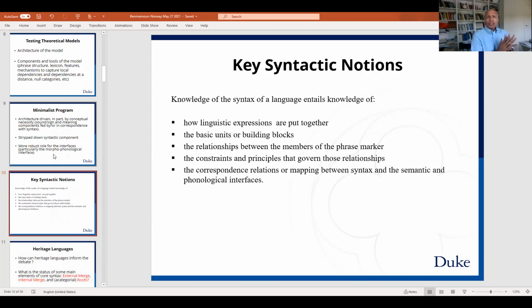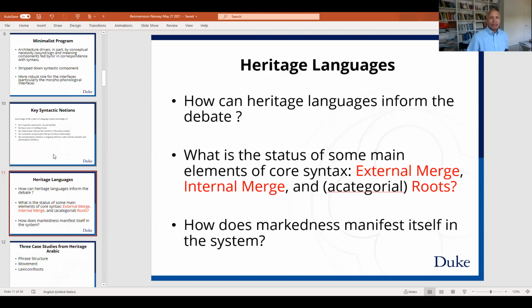So, some syntactic notions that we will be engaging. So the question, for example, is how linguistic expressions are put together. What are the basic building blocks to build linguistic expressions, phrases, sentences, even words? The relationship between the members of the phrase marker, the constraints and principles that govern those relationships. And here, this is critical, the correspondence relations or mapping between syntax and the semantic and phonological interfaces.